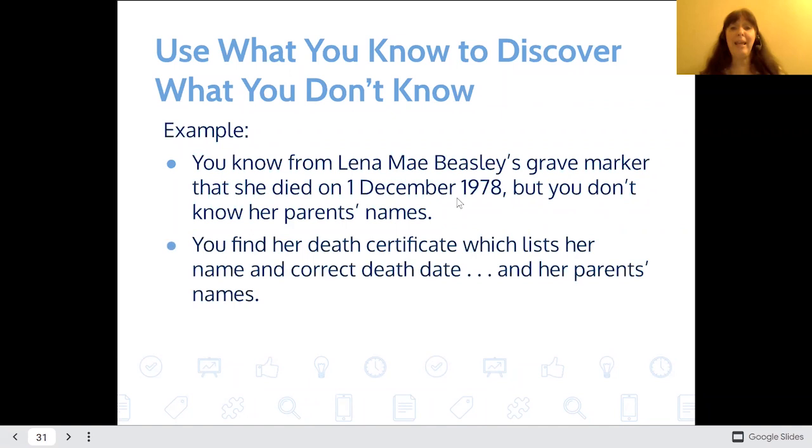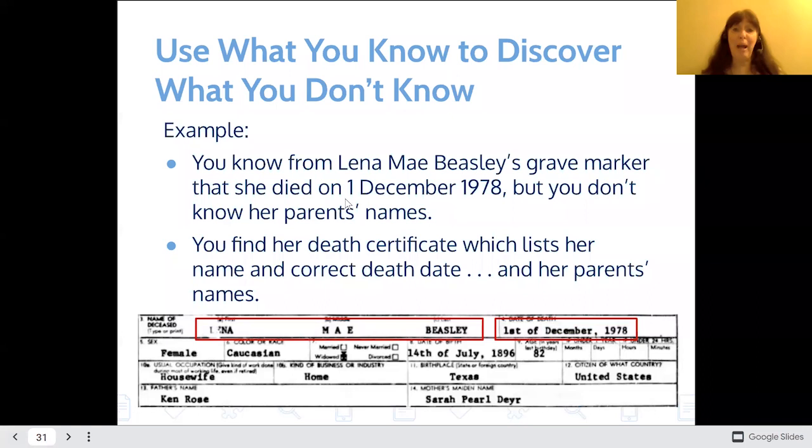But then you find a death certificate. The death certificate for Lena has her name and her correct death date. You know it's correct because it matches the grave marker, and the name is pretty unique. So you know, okay, this is my Lena Mae. This is the right person. Then look what we've got further on down the death certificate. We've got father's name and mother's name. And so we've built a bridge from what we knew to what we didn't know. And we're highly confident now that Lena Mae's dad is Ken Rose and that her mother is Sarah Pearl Dyer, it looks like. Of course, we'd want to do a little more checking and verify those names, but we can be highly confident that we have been set on the right path now with the names of her parents. So that's what we mean by use what you know to discover what you don't know.